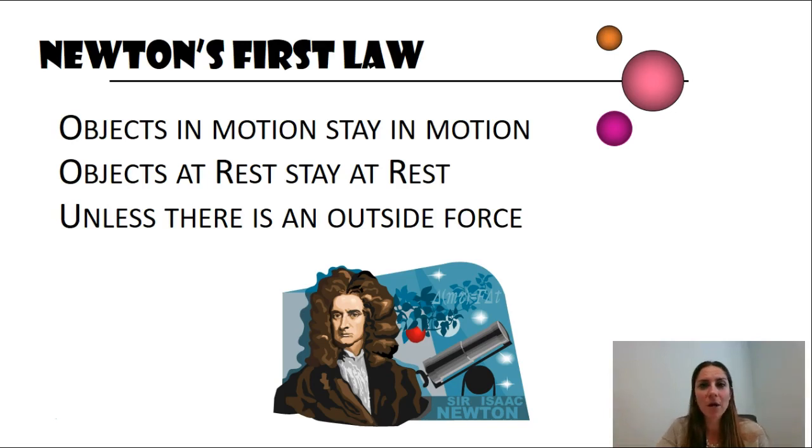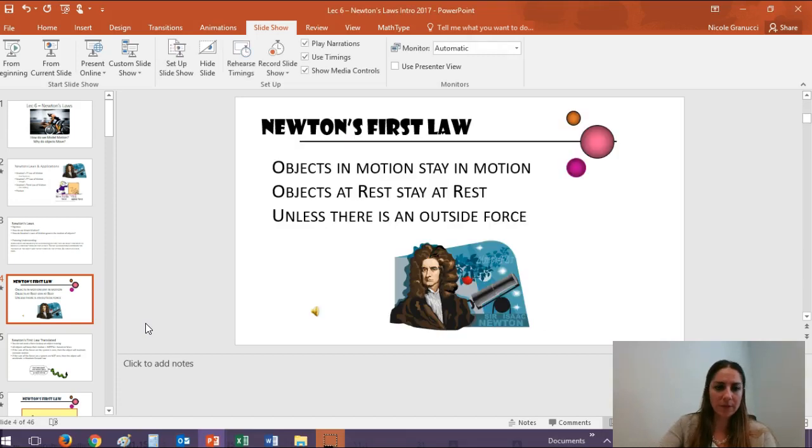So if there is a force, a net force on the system, let's be careful with that. If there is a net force, so an unbalanced force, then the object will change its motion. And that's a really big way to say what's going on here. So let's go ahead and write these down as notes.